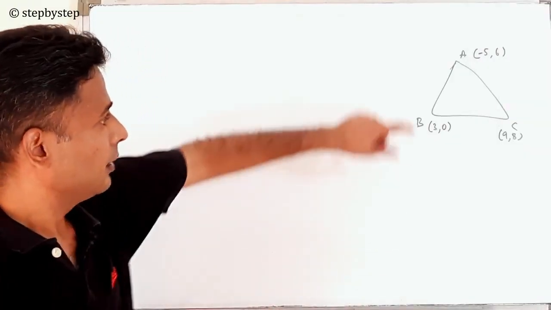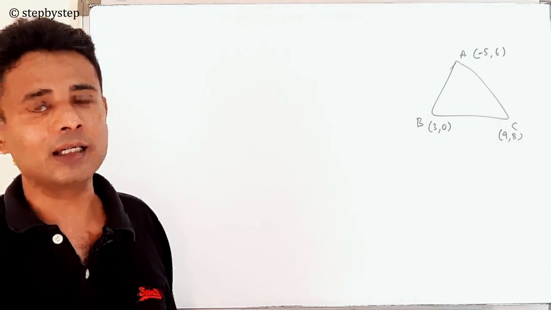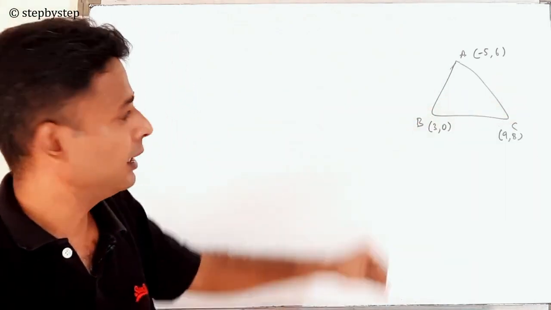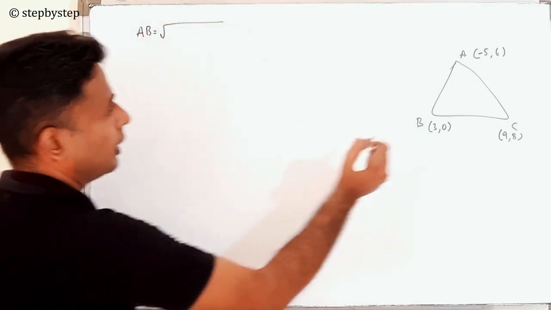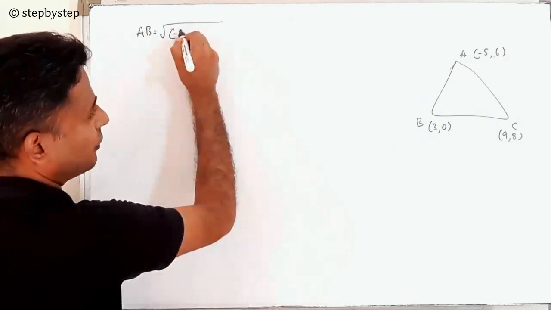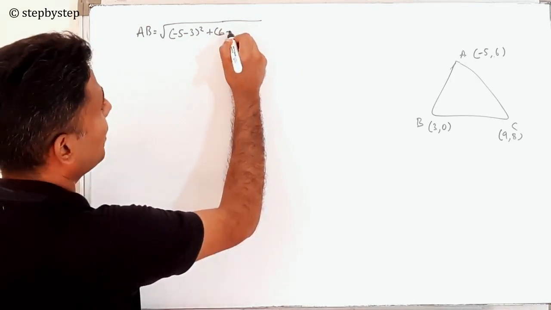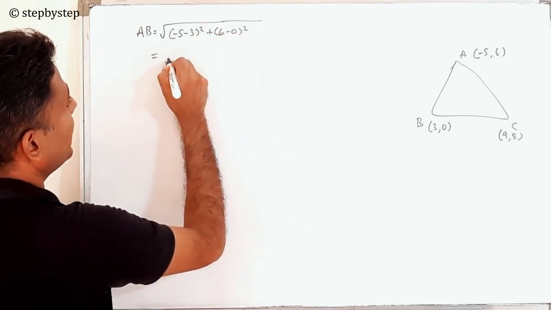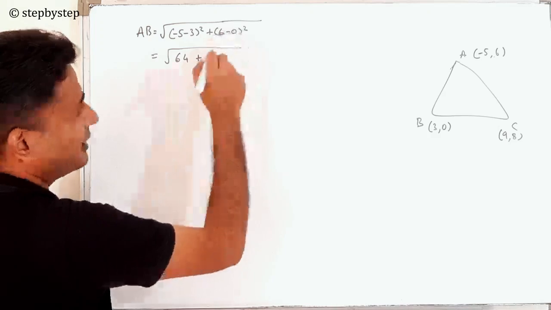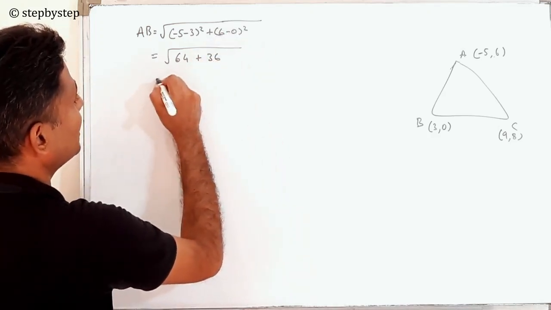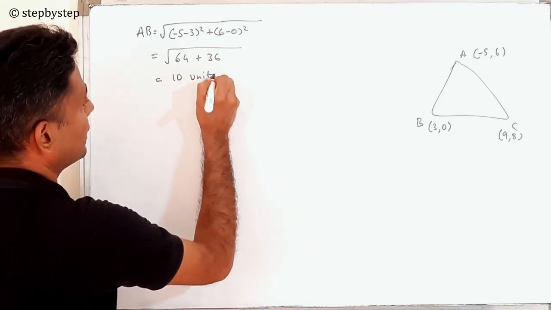Guys, now the next question, they have asked us to prove that ABC are vertices of an isosceles right angle triangle. How do we do that? First we'll find the lengths of all three sides. So we get AB equal to root of, now I'll take this as x2, y2. So I get minus 5 minus 3 whole square plus y2, that is 6 minus y1, that is 0 whole square. So what do I get? Root of minus 5 minus 3 is minus 8, whole square 64, plus 6 minus 0, 6 whole square is 36. So 64 plus 36 is 100. So root of 100, 10 units, right?